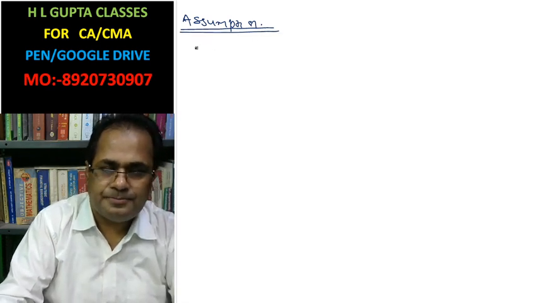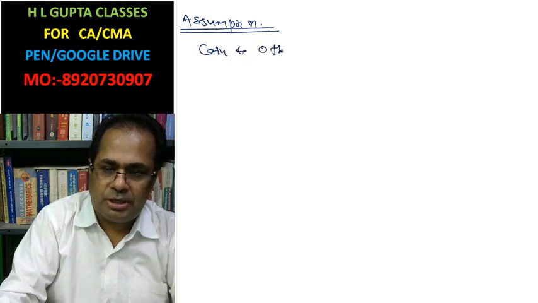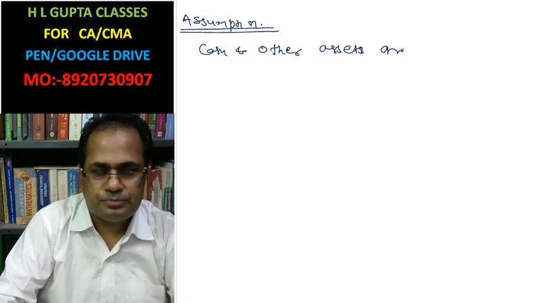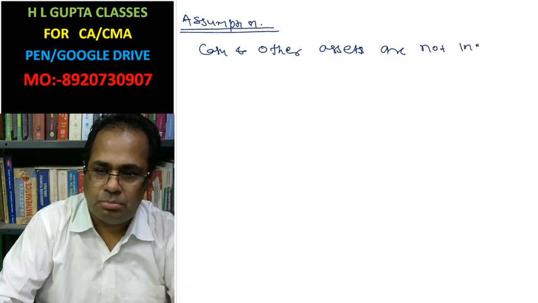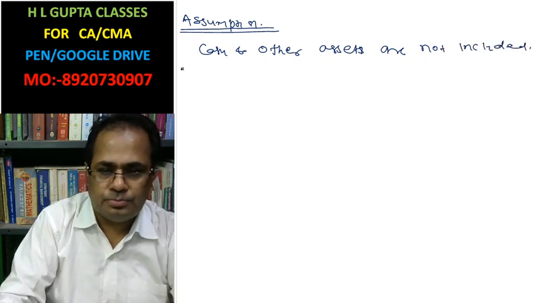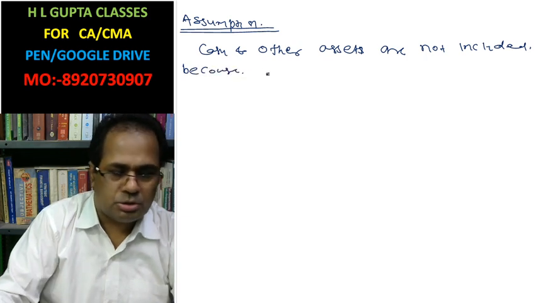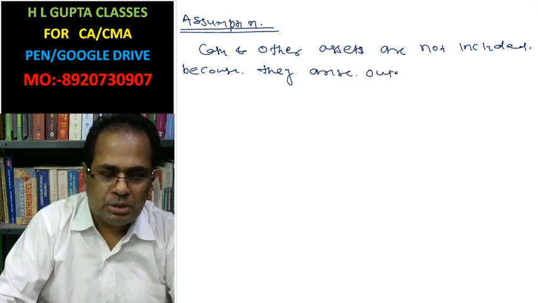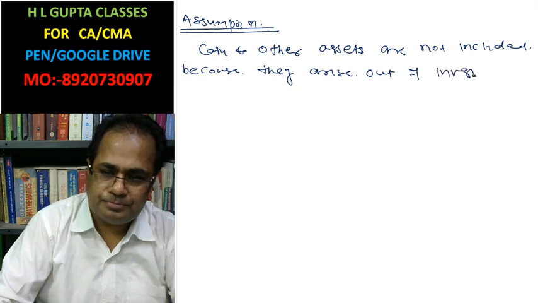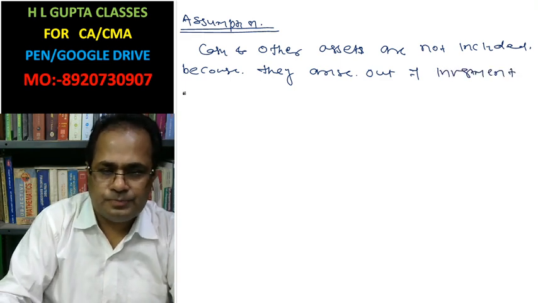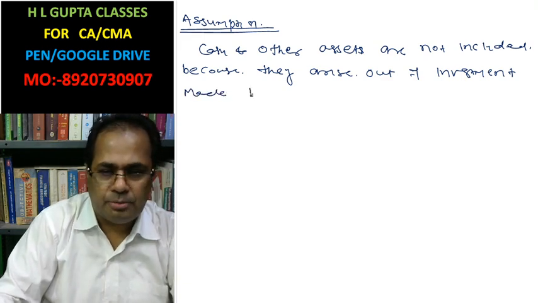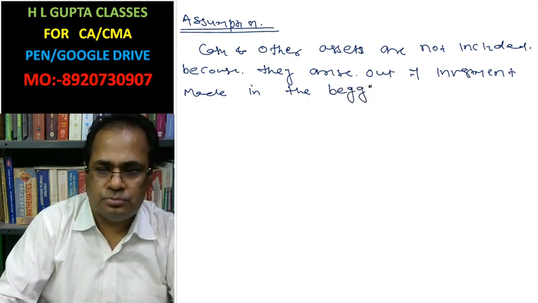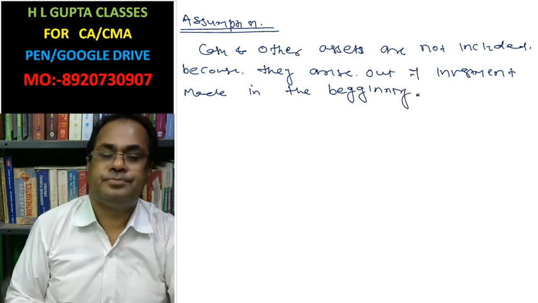Assumption: cash and other assets are not included because they arise out of investment made in the beginning. Okay.